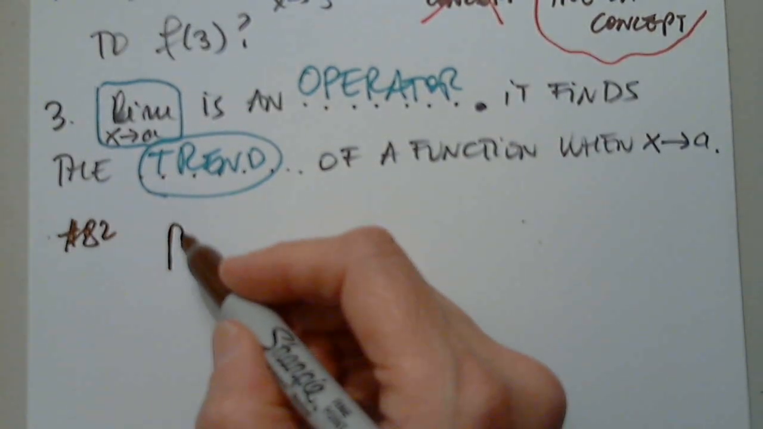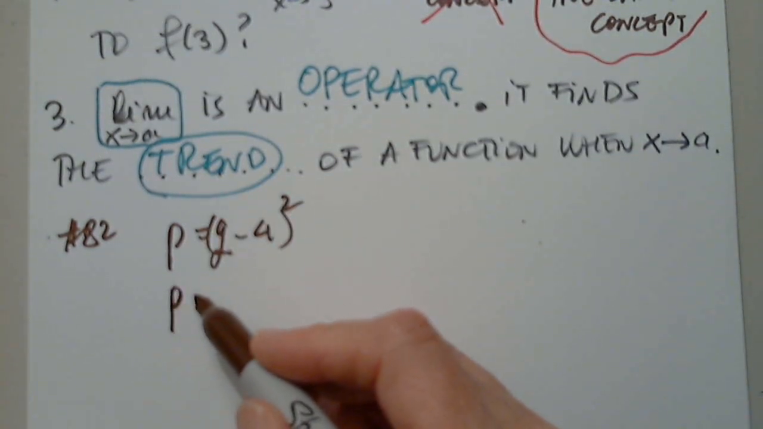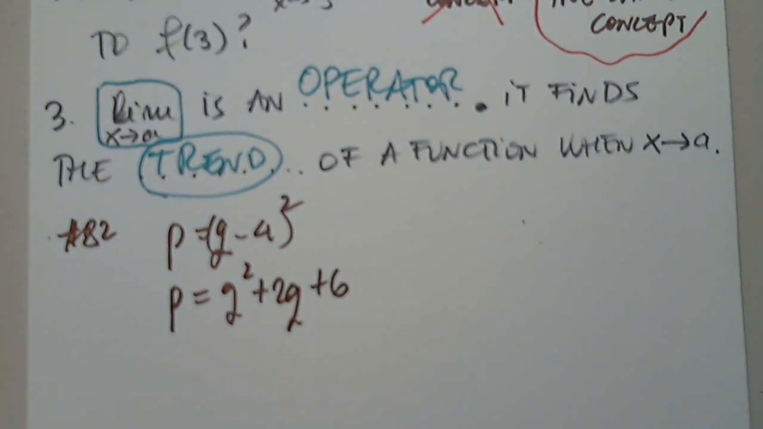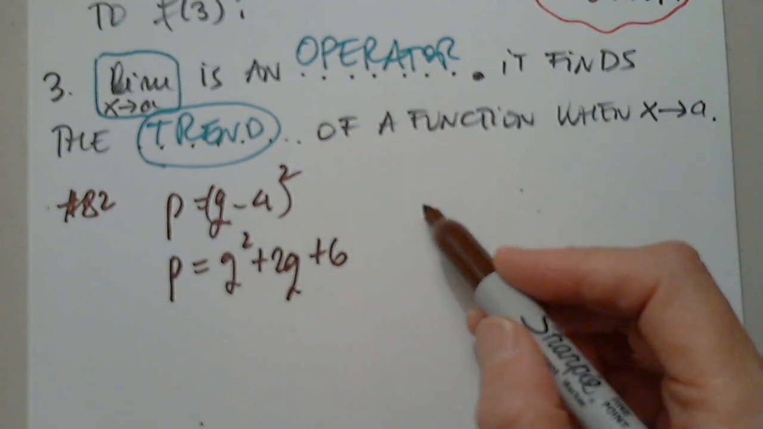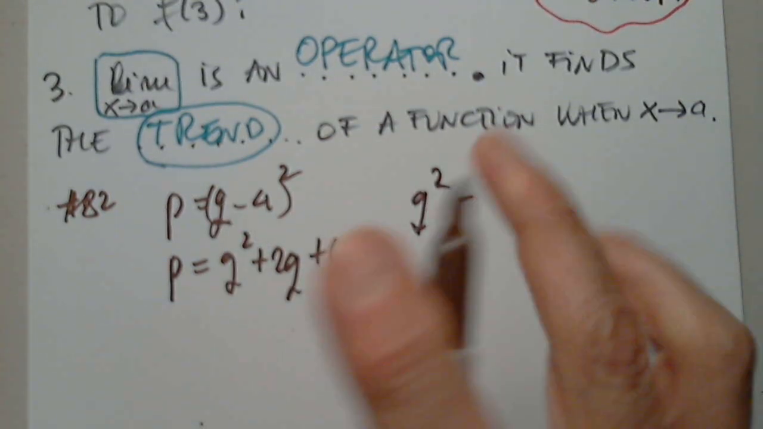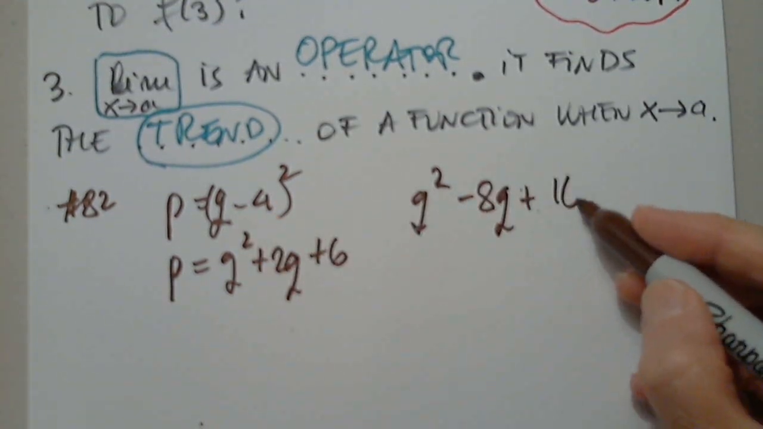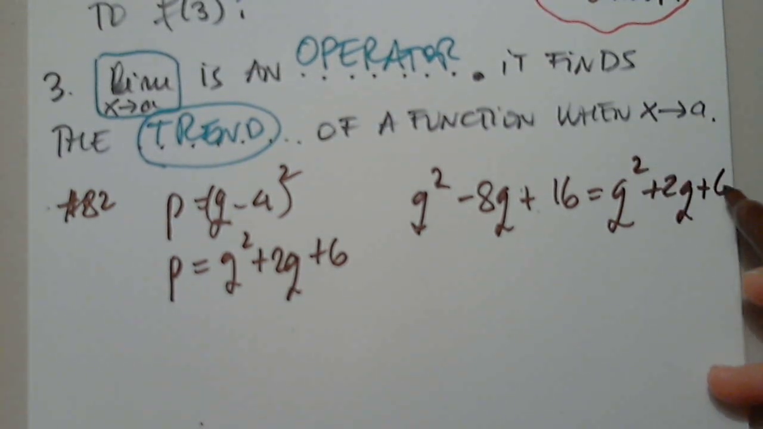So we have P equals (Q minus 4) squared. You know that solutions will be posted, right? You know where they are. Okay, perfect. So we have to set them equal to each other. When you square this, you get Q squared minus 2 times the first times the second plus the second term squared. And you have to set it equal to Q squared plus 2Q plus 6.